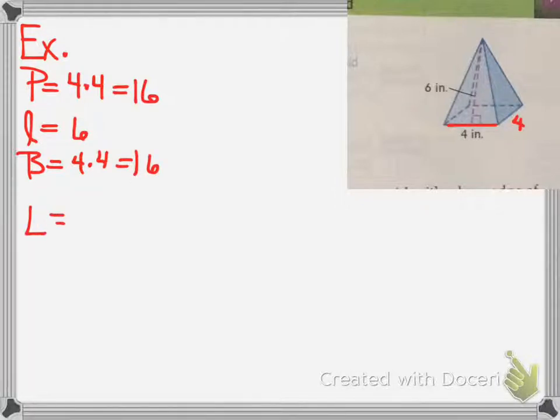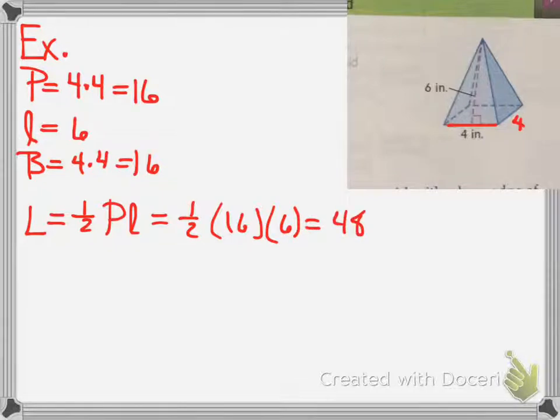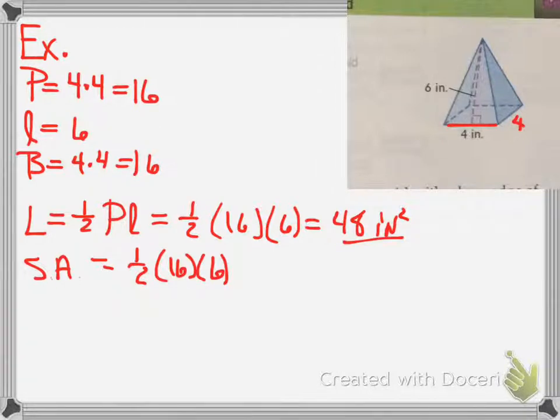So, how do I get the lateral area? Lateral area, again, is just 1/2 the perimeter times the slant height. So 1/2 of 16 times 6, which is 48 inches squared. Surface area would be the lateral area plus the area of the base, which we already established is 16. So I would say 48 plus 16, or 1/2 of 16 times 6 plus 16, and get 64 inches squared. Easy peasy.